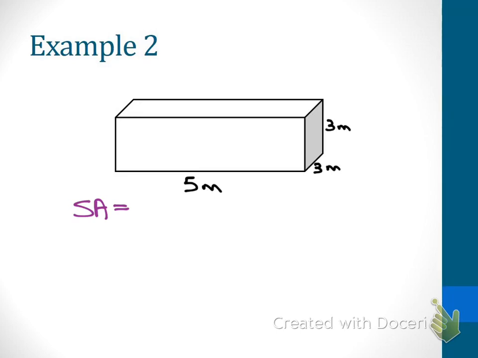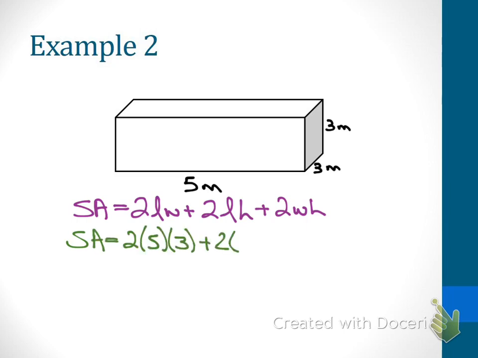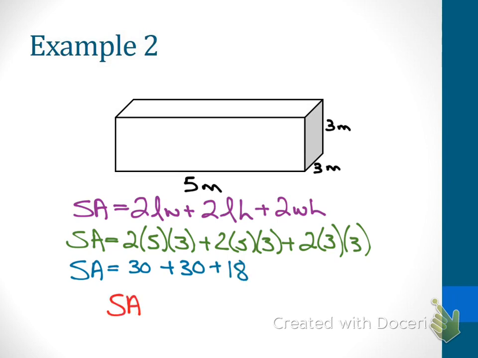Surface area equals 2 times length times width plus 2 times length times height plus 2 times width times height. Now it's just a matter of making our substitutions. I like to take it one step further and go ahead and simplify each set of terms. Surface area is 78 meters squared. Did you get it? 78? Yes. Okay, just like that, tomorrow.